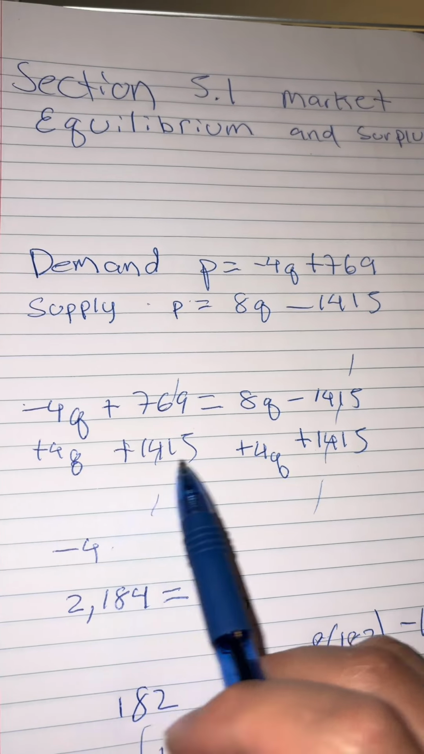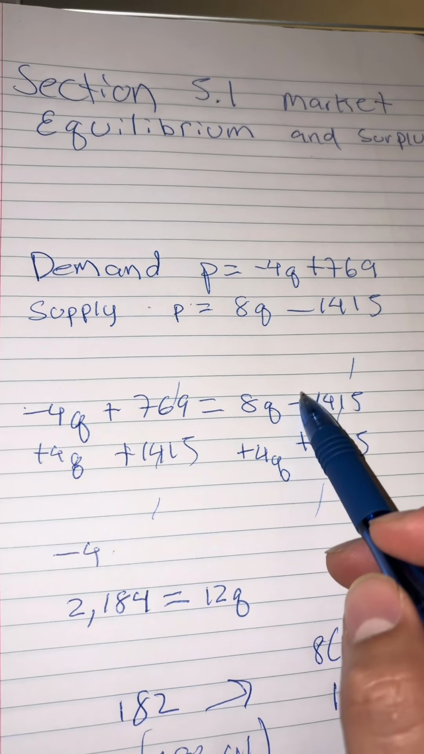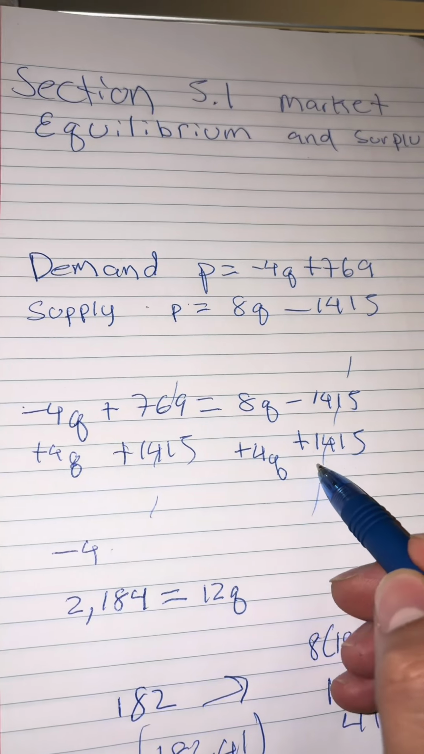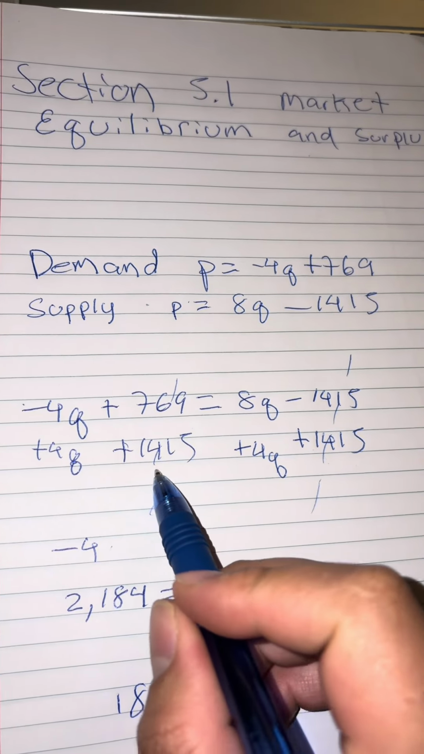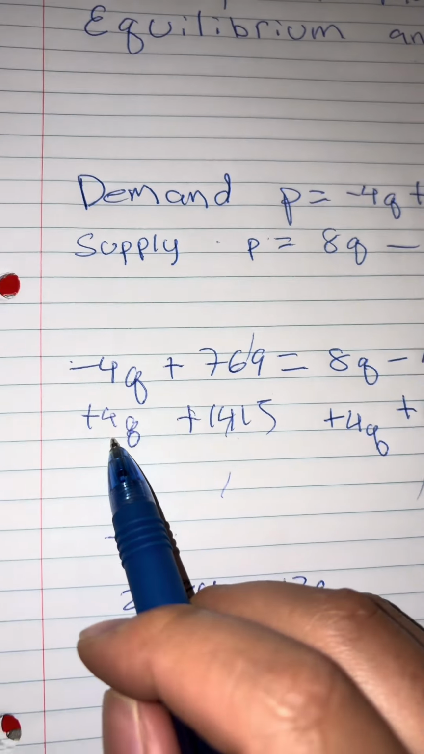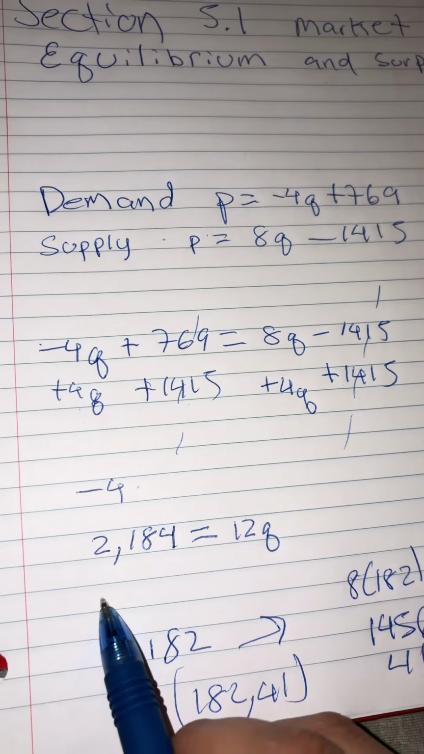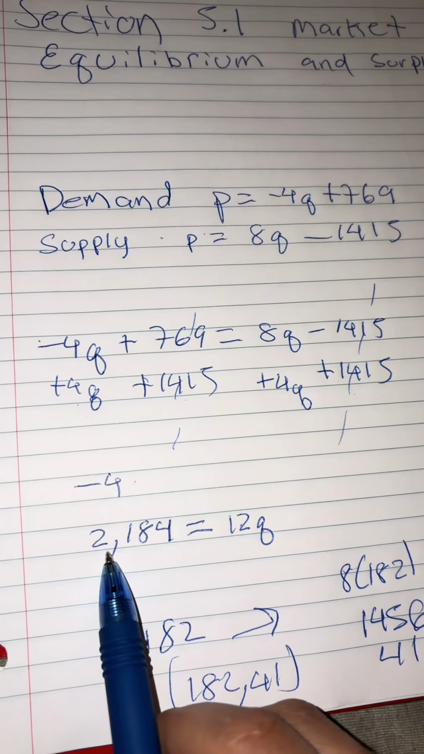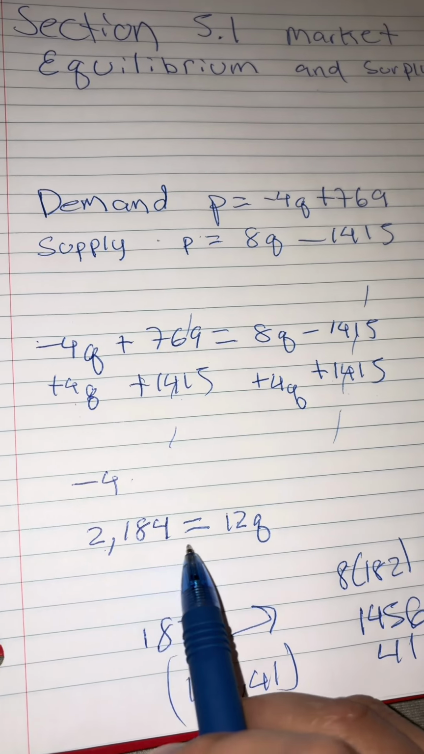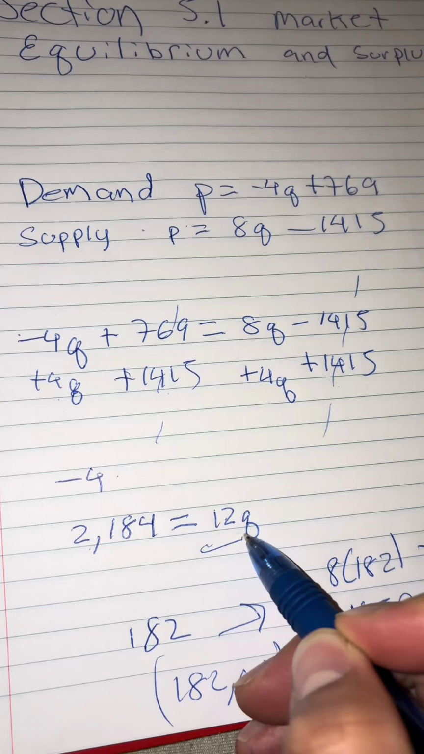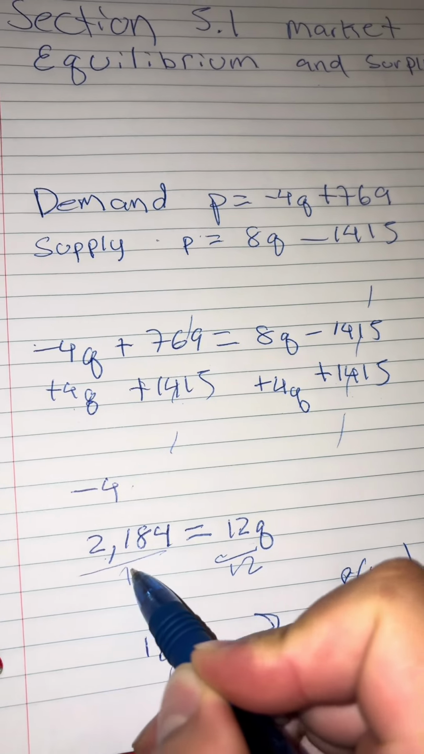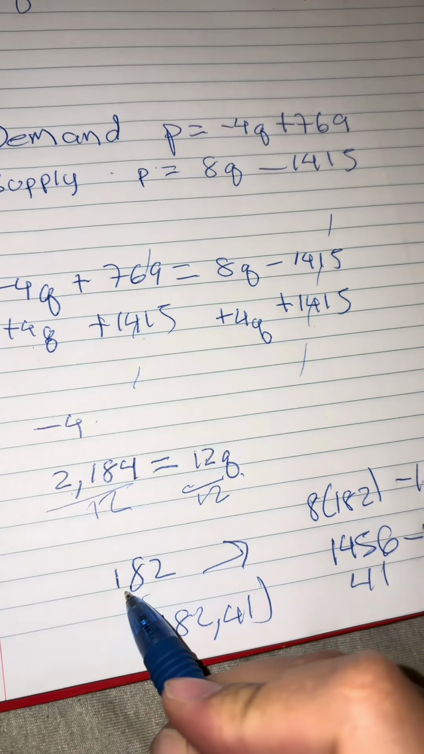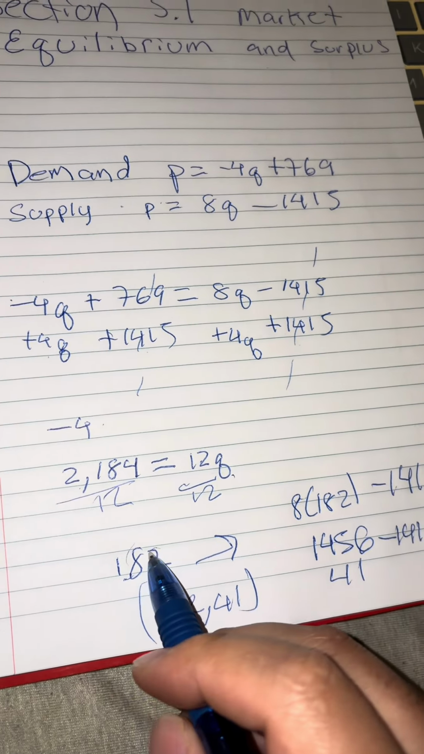I added, so normally I just do positives because it's easier, so I added 1415 to both sides. I also added 4Q to both sides, and they're still equal to each other, so then I had a total of 2184 is equal to 12Q, and then we just divided by 12, and we got Q is equal to 182. However, that's not our final answer.